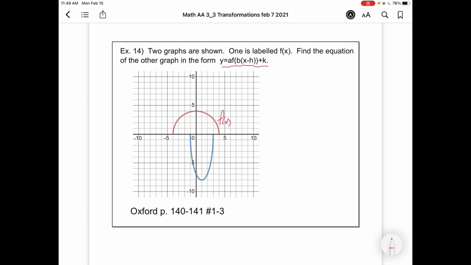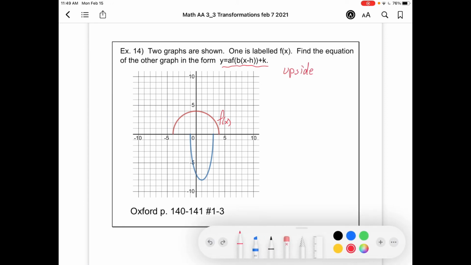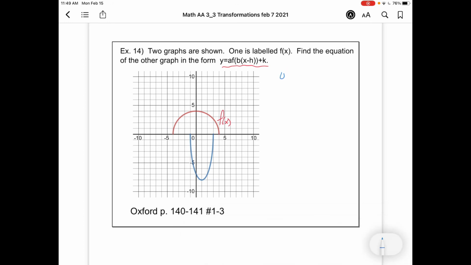When we get these questions that ask us to find the equation given some pictures, a lot of times people will try and just jump right to the answer. I think the better plan is to try and write what transformations are happening in words and then translate that into mathematics. So when I look at these two functions, one thing that jumps out at me is that the blue one is upside down. Maybe I'll do this in blue. Ooh, so it'll be nice and consistent. Upside down.